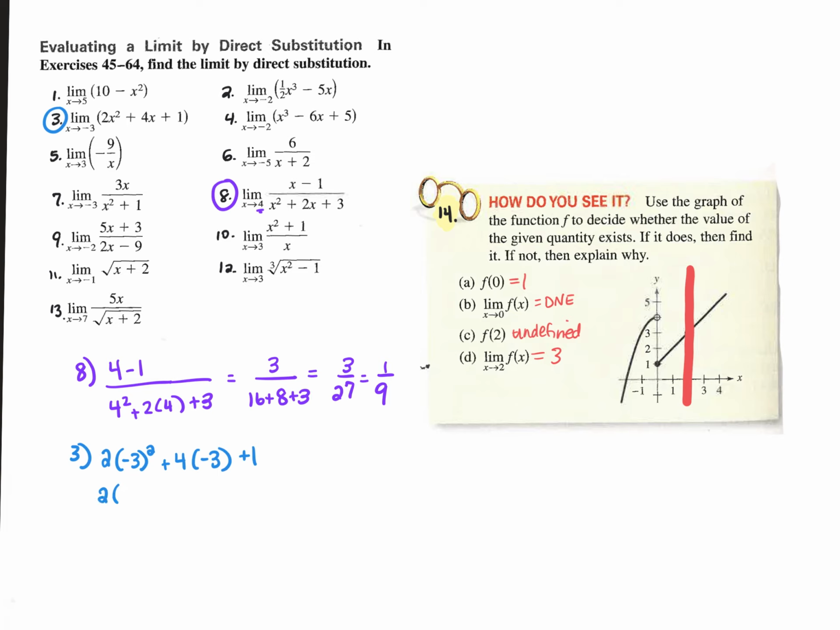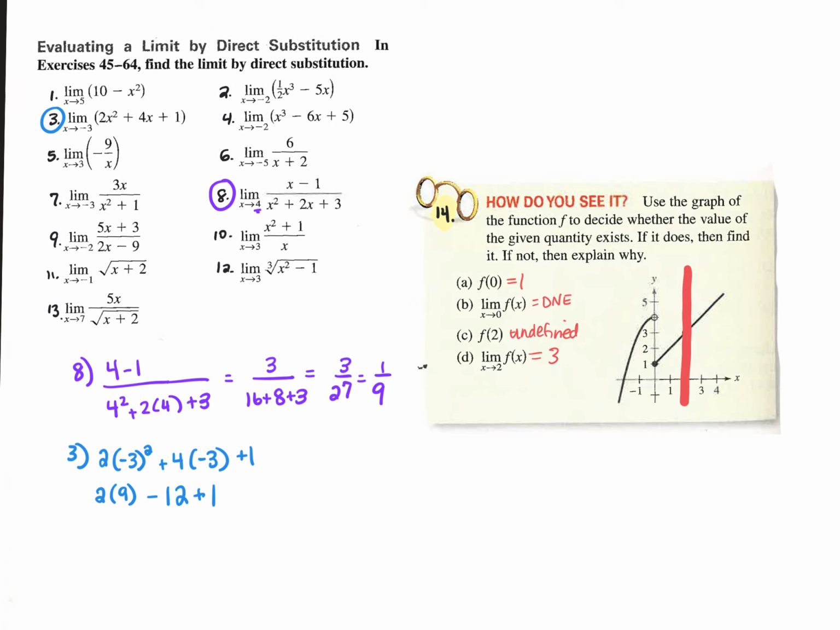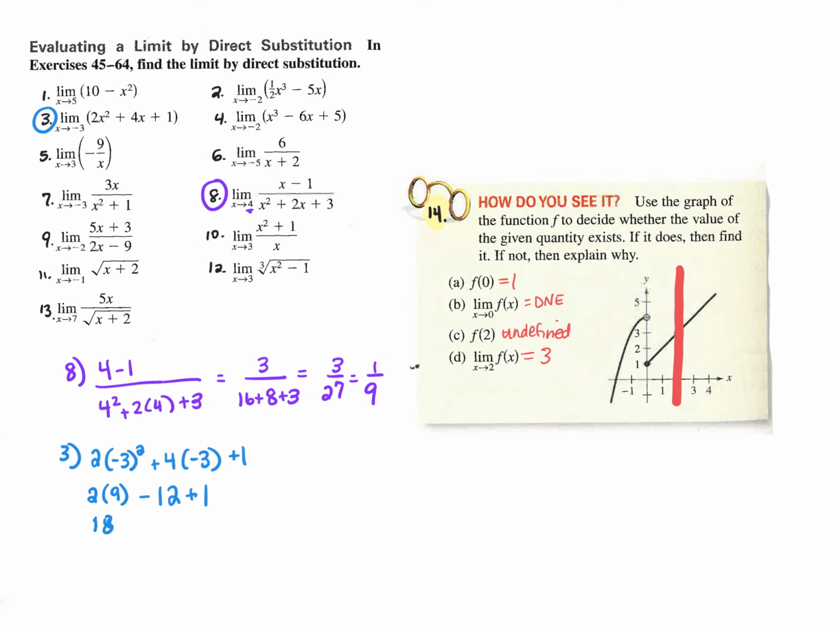So I would do then 2 times -3 squared, which is positive 9, plus 4 times -3 is going to be -12. So it's actually minus 12 plus 1. And then I end up with 18 minus 12 plus 1. And that ends up being 6 plus 1, which is 7. Okay, so those two things were pretty common mistakes that I saw you guys making in class.